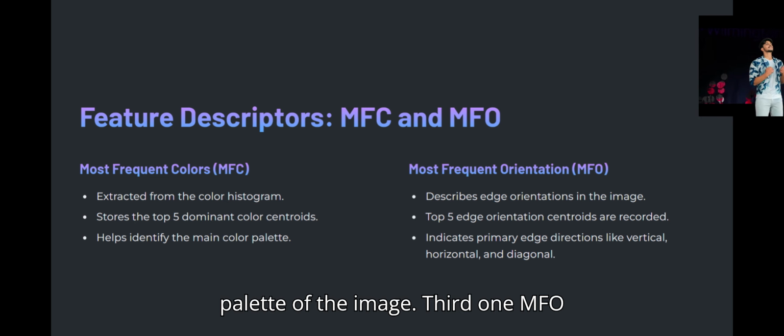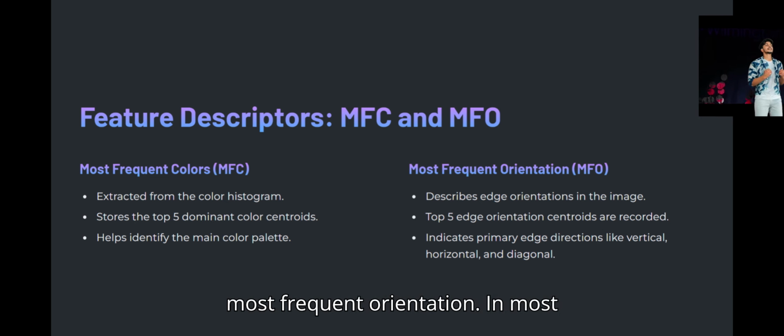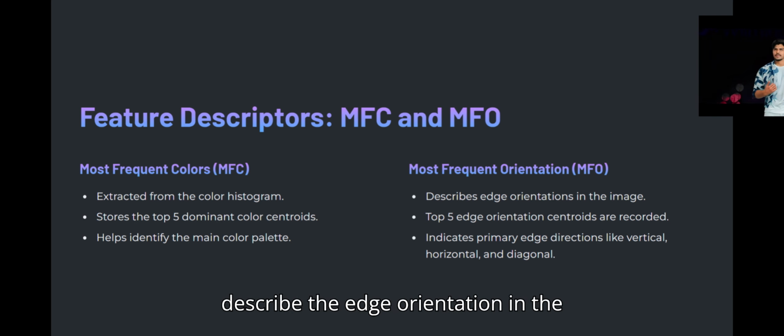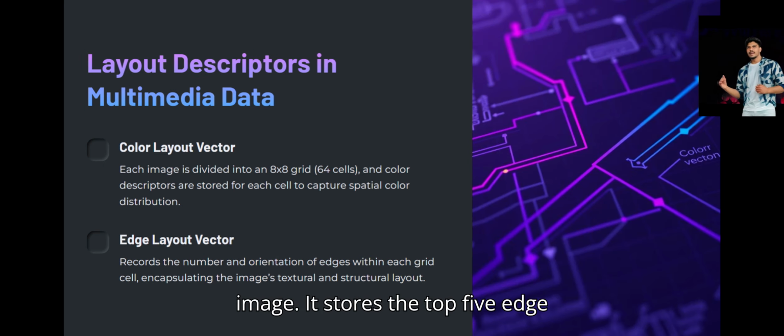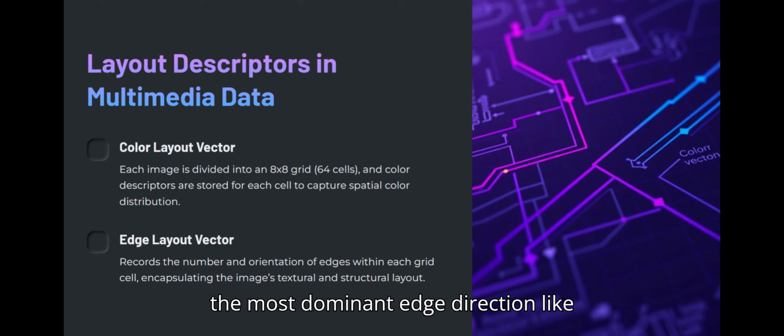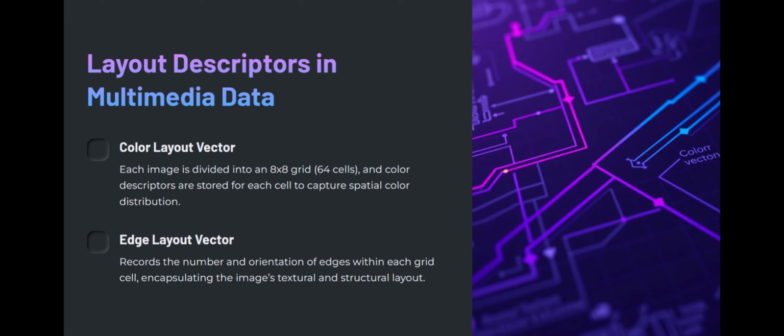Third one, MFO, most frequent orientation. It is used to describe the edge orientation in the image. It stores the top 5 edge orientations. These centroids represent the most dominant edge directions like vertical, horizontal, diagonal, etcetera, in the image, giving insight into structure and texture.